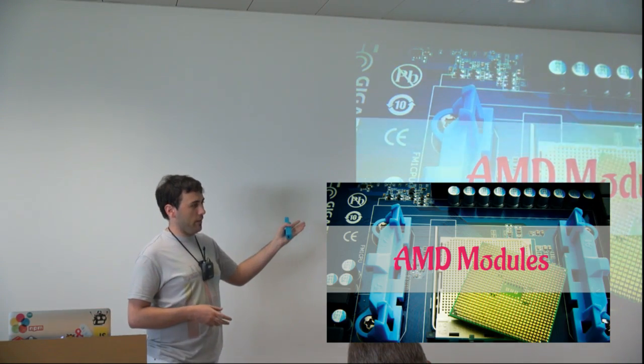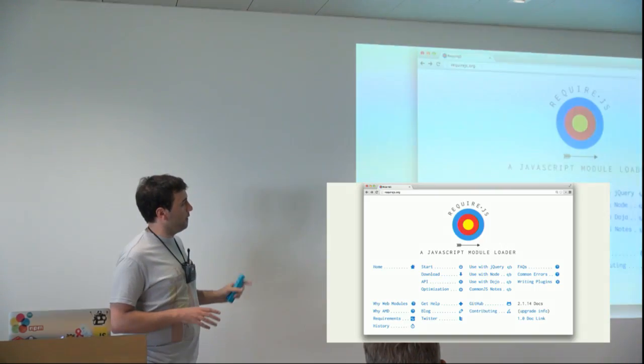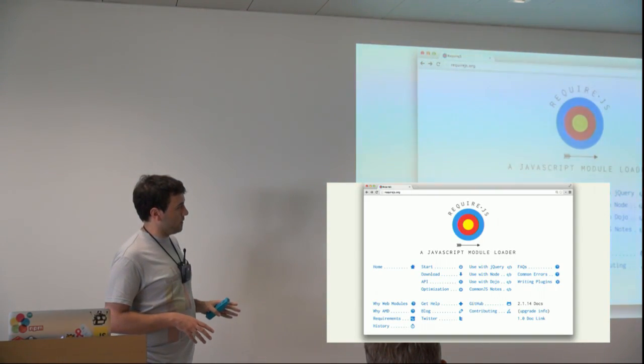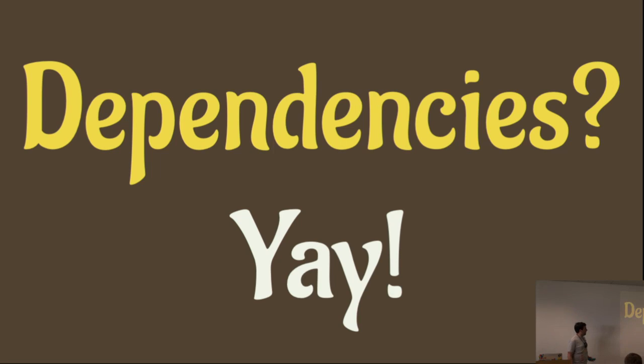The first one is AMD modules. Not that kind, but close enough. They look more like that, which is a lot of documentation, right? Just to get started, use with jQuery, Node, Dojo, optimization API, requirements. Okay, anyways, yay, you got dependencies, right?